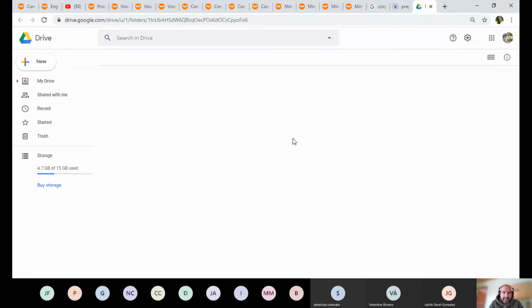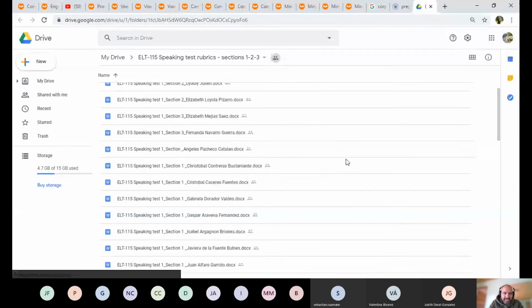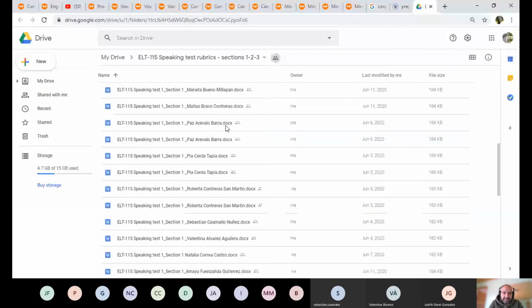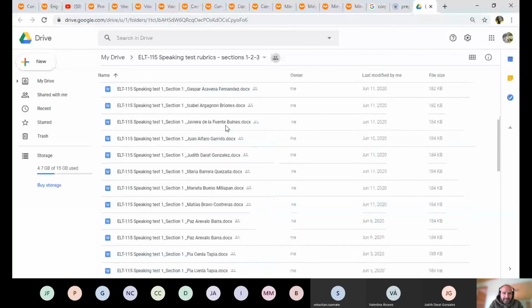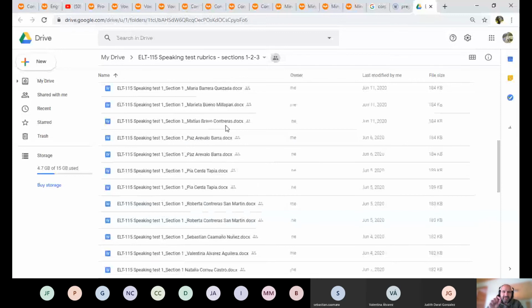Okay, and if you're looking at the drive, at any moment, you will see the speaking rubrics. If you see the speaking rubrics, you click on them and you download them. I mean, you download your own, right? That's the idea. In the speaking rubric, you will see the text with some sections that were highlighted, which are words that might have some errors in terms of pronunciation or word stress.